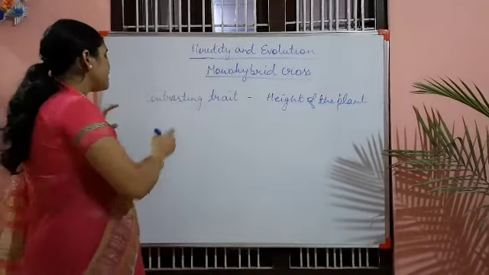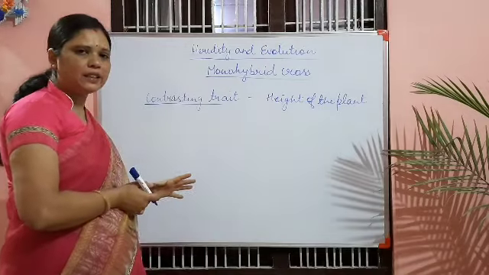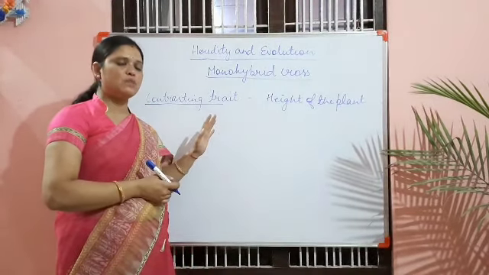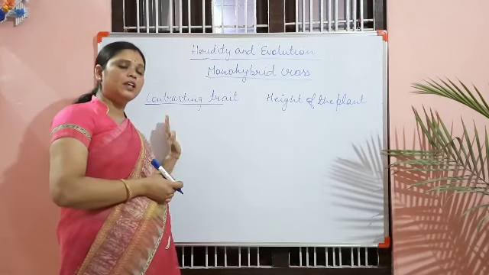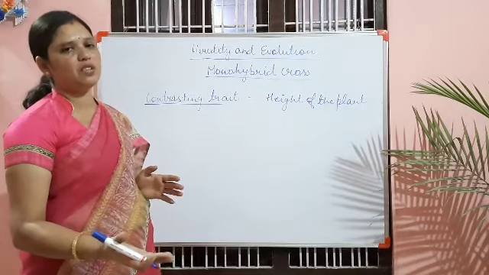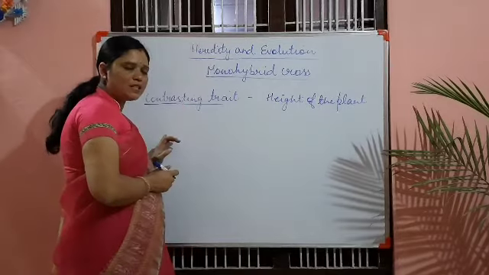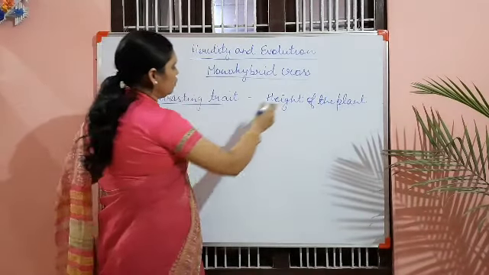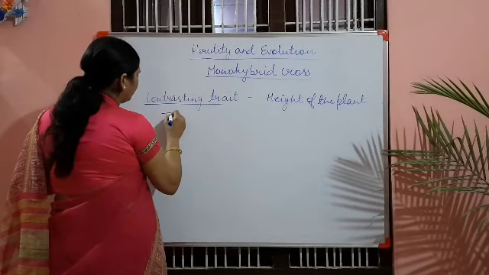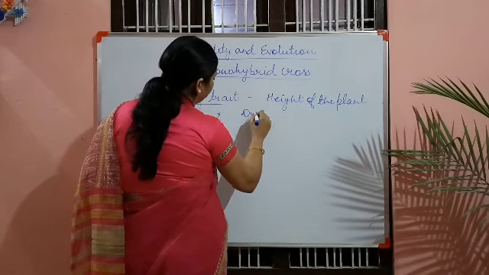And what is the meaning of contrasting traits? That means one dominant character and one recessive character. This cross takes place between one dominant character and one recessive character. So, one dominant character and the recessive character altogether, that is known as contrasting traits. So, the dominant character, that is tall, and recessive character is dwarf.